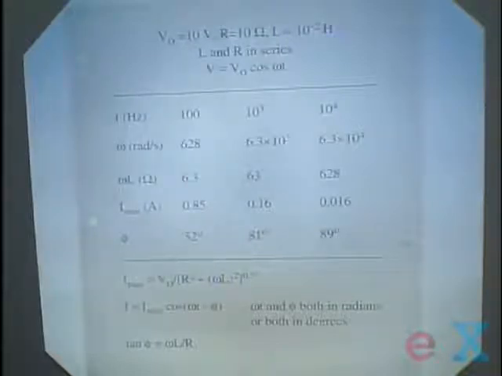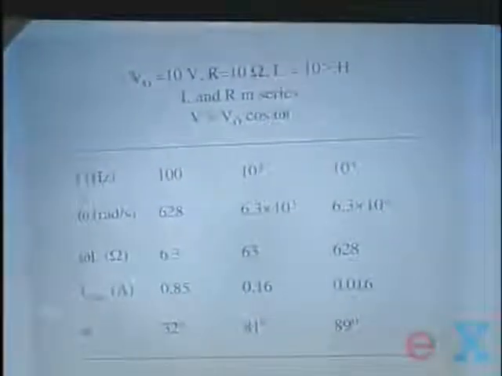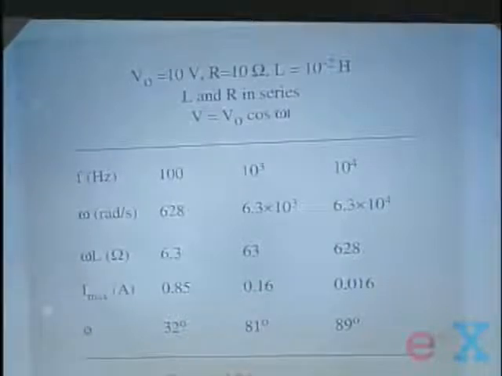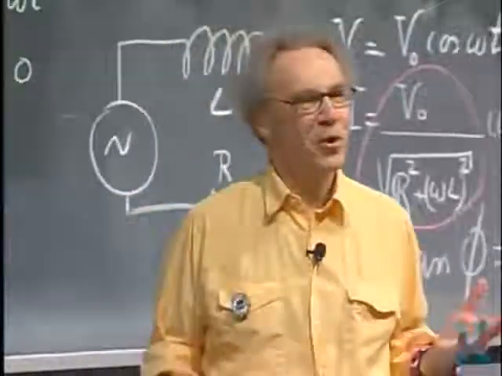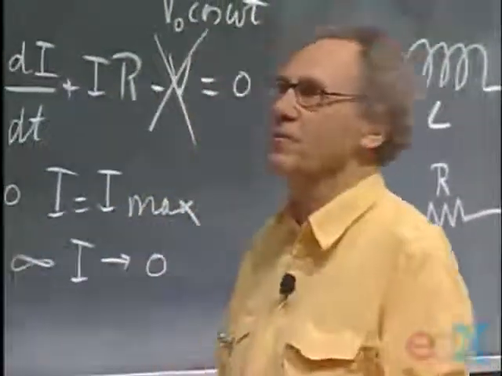And here you see three frequencies, 100 hertz, 1000, and 10,000 hertz. And here you see the values for omega. You have to multiply hertz with 2 pi. And look now at omega L. At low frequency, 100 hertz, omega L is 6.3 ohms. Compare that with the 10 ohms, they are comparable. But now look, for instance, at 10,000 hertz, the omega L is huge, 630 ohms. So it entirely determines, so to speak, the resistance of that circuit.